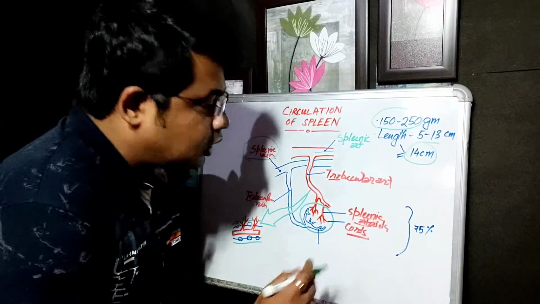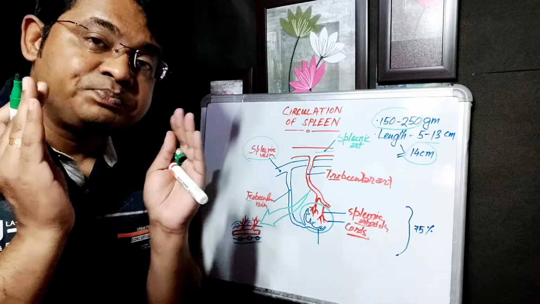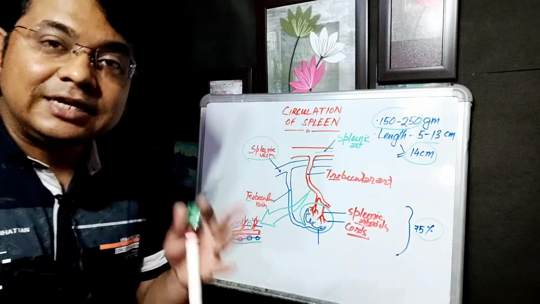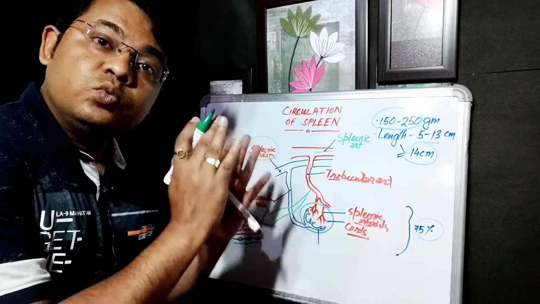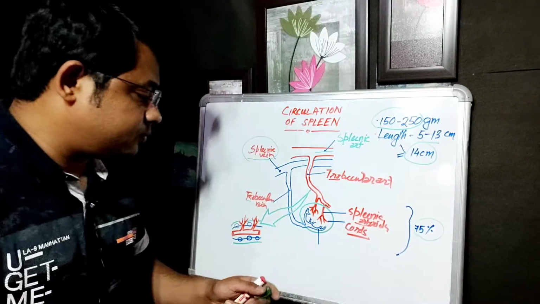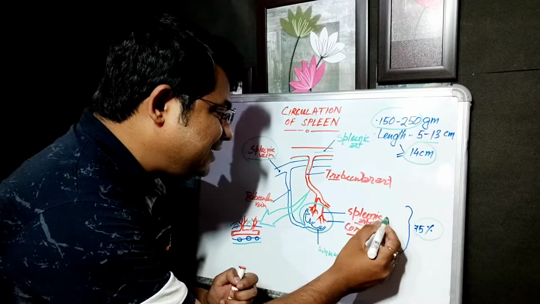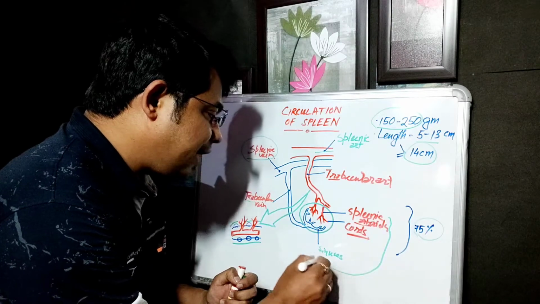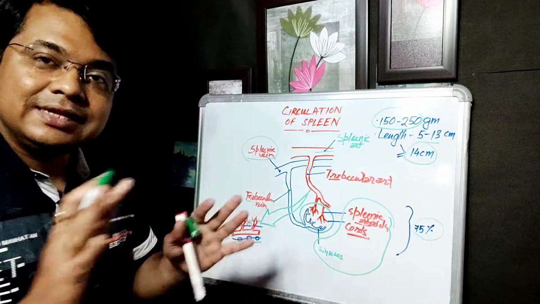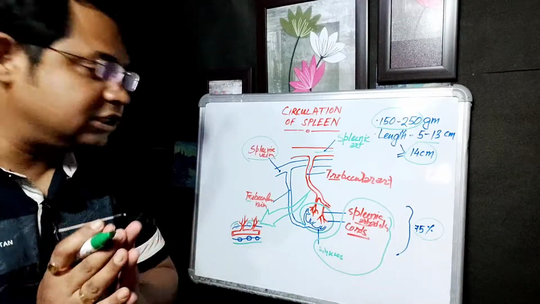And as we know, the spleen is divided into white pulp and red pulp, and red pulp is the major portion of spleen. It comprises about 75% of the splenic tissue, and 25% is white pulp. And this red pulp is comprised of these splenic arterioles, these cords and these sinuses. This portion of the spleen, the red pulp, comprises 75% of the splenic tissue.